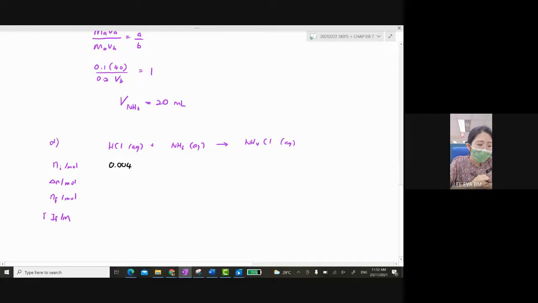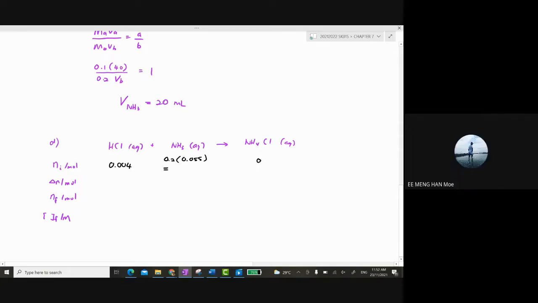But then the number of mole for NH3 is different. Concentration 0.2 times with the volume added, which is 55 milliliter, so 0.055. Tolong kirakan mole untuk NH3. 0.011. Very good, thank you. 0.011 for that. So initially there's still no salt.